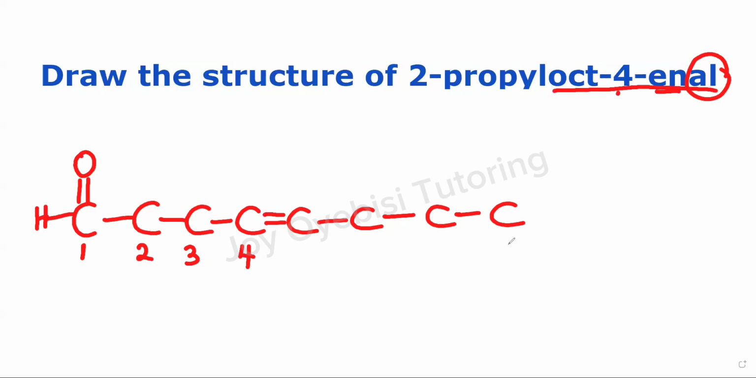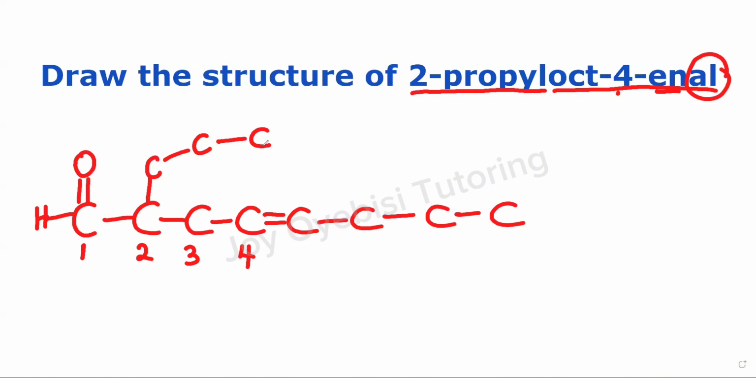Now after this, the remaining part is 2-propyl. This 2-propyl is your substituent, which is the branch. So we're going to put that on carbon 2, and propyl, prop, is 3 carbons. So place 3 carbons on carbon 2: 1 carbon, the second one, and then the last one.